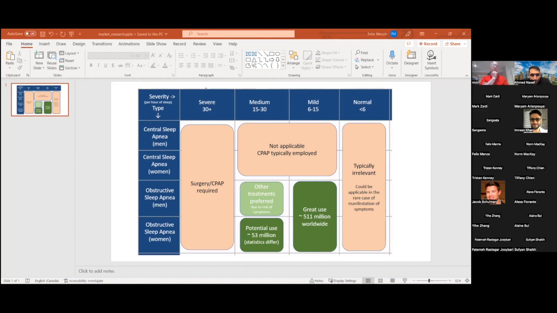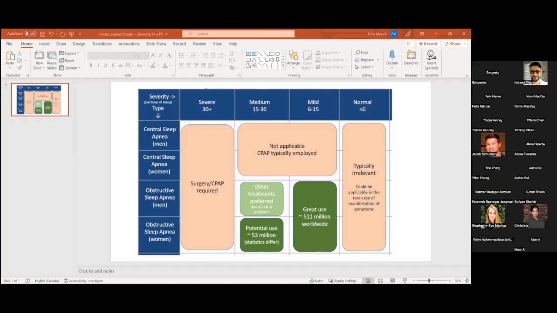Especially for the mild cases of obstructive sleep apnea, there are about 500 million cases worldwide, so that is a huge target market, as well as for the medium one for women, where we add another 50 million. So we established that would be our main target audience here, and especially if we go for cheaper dentures, which would be more accessible and easier to try out. That would be a great use.